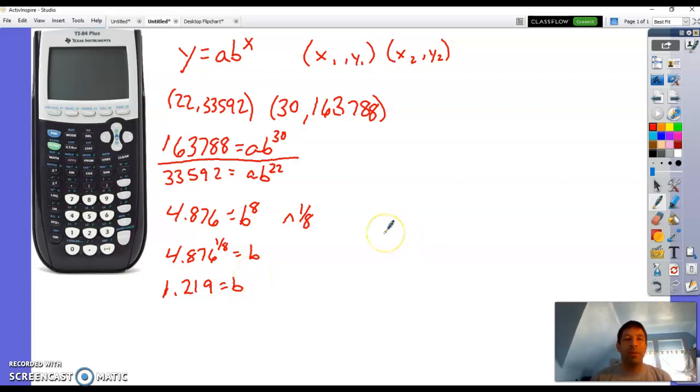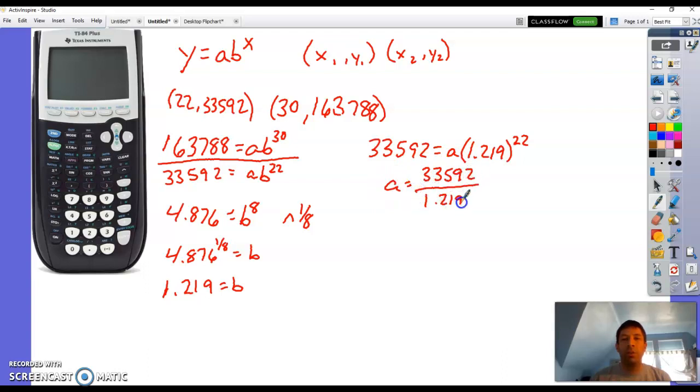Now we need to find the a value. We're going to take that b value, come back up to one of our equations, and plug it in. I'm going to use the smaller one this time. So 33,592 equals a times 1.219 to the 22nd. My a value then will just be 33,592 divided by 1.219 to the 22nd, and that's going to equal about 431. We'll round that too. So that's our a value.